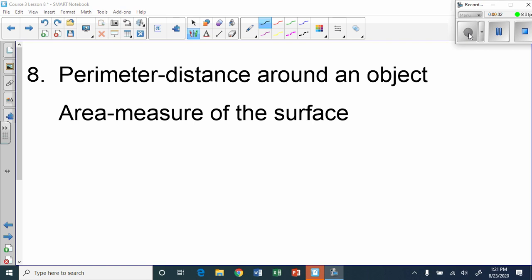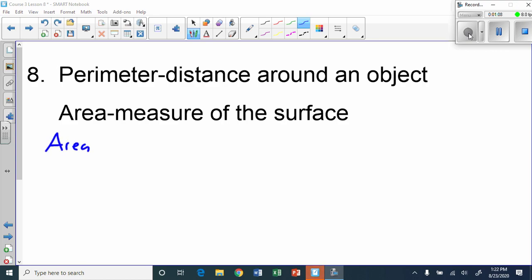The perimeter is represented by the baseboard. You probably have a little piece of trim that goes around the perimeter of your room. That would be perimeter, the distance of that. And then the area would be the amount of carpet that's on the floor. If we had a tiled floor, it'd be the little square tiles. Perimeter is a linear measurement, where area is a measurement that is squared.